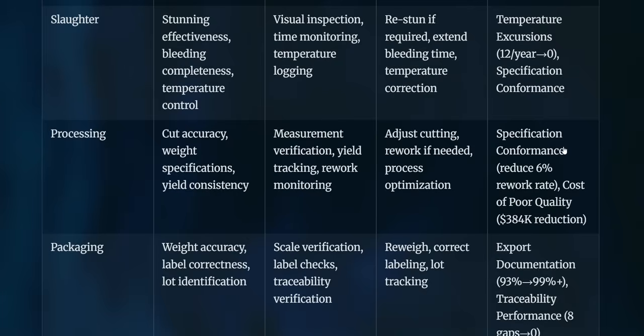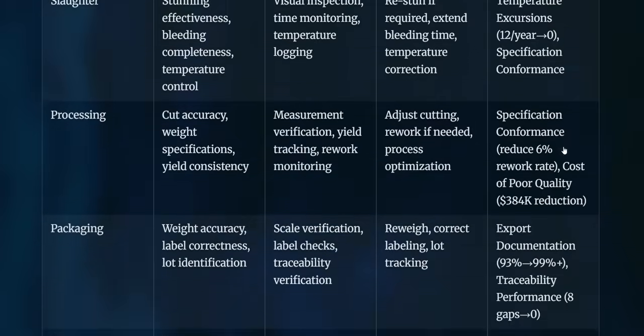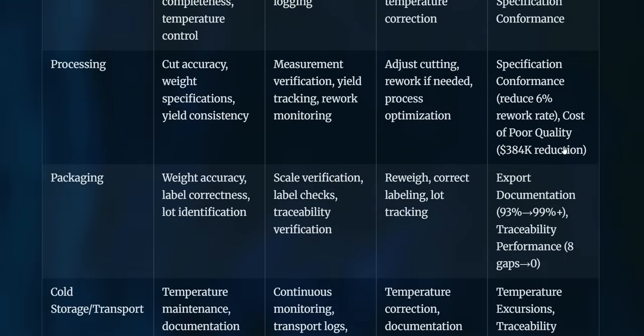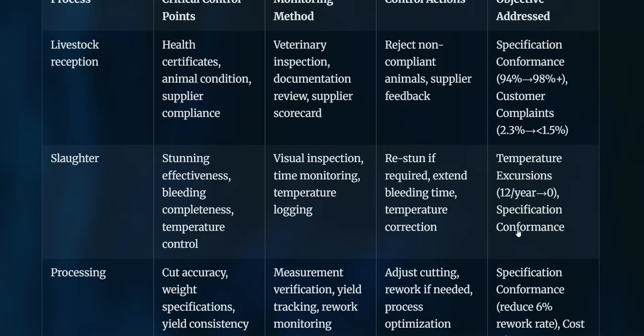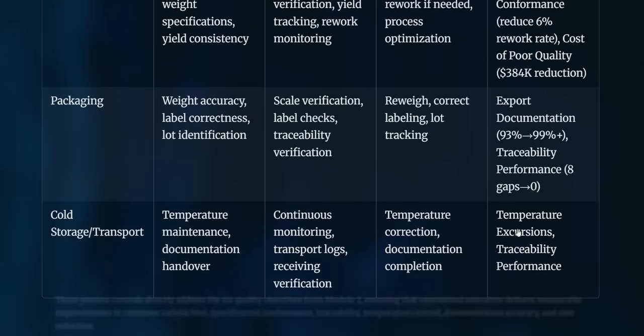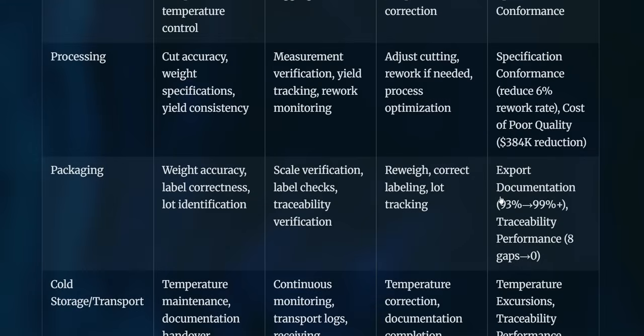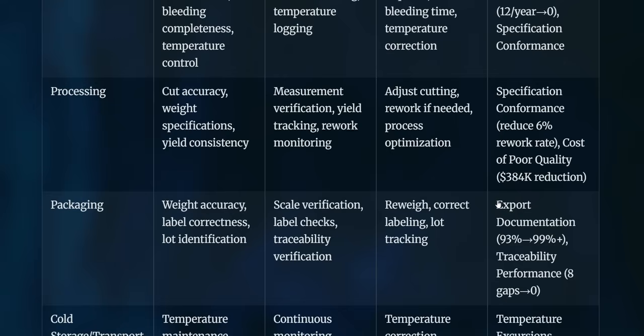The other process is packing. The critical control points here with packing are weight accuracy, label correctness, and lot identification. Monitoring methods include scale verification, label checking, and traceability verification. And then the control measures are reweigh, correct label, and lot tracking.